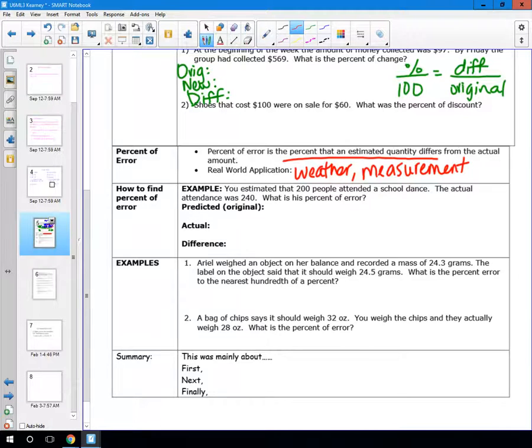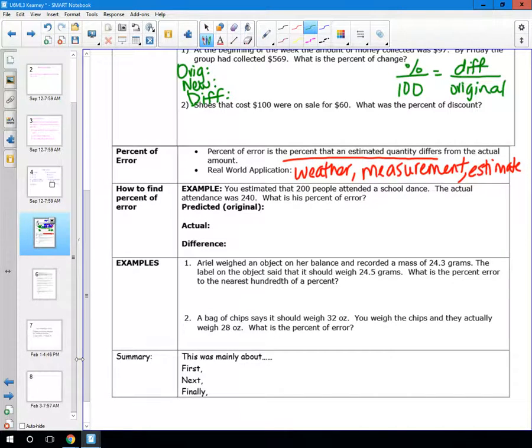Or anytime you estimate. For example, if I say that I'm going to estimate that there's going to be 300 people at the dance, but instead 400 people show up, there's a percent of error. We got to figure out by what percent was that off. Okay? So let's look at how this works.